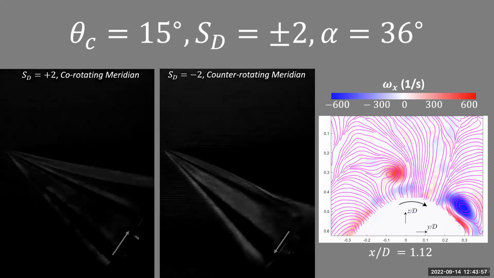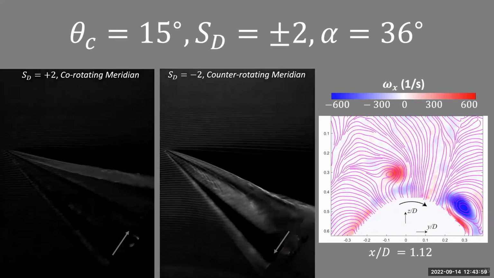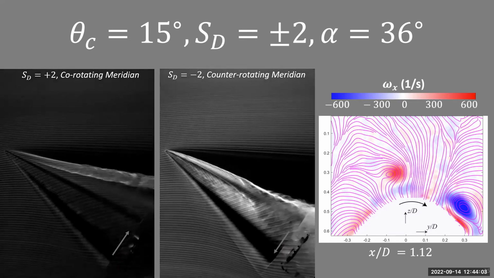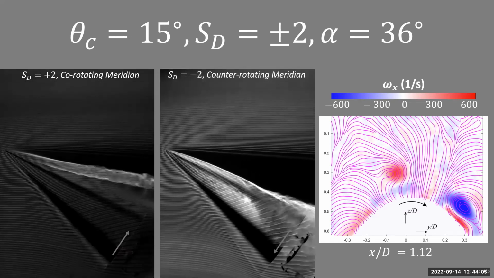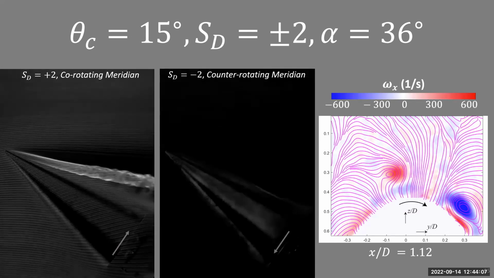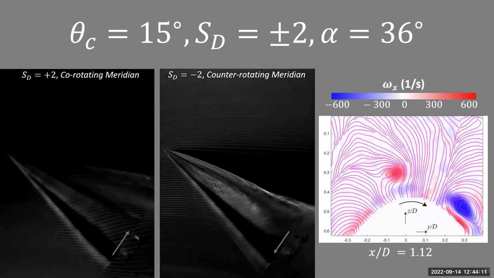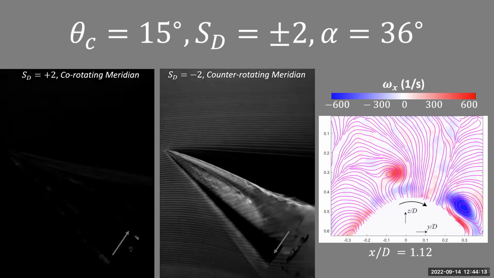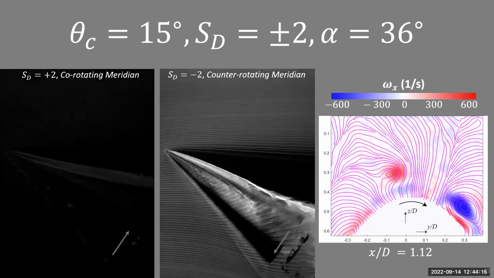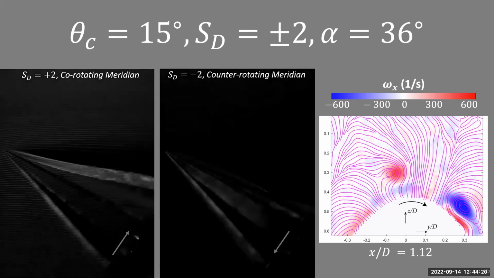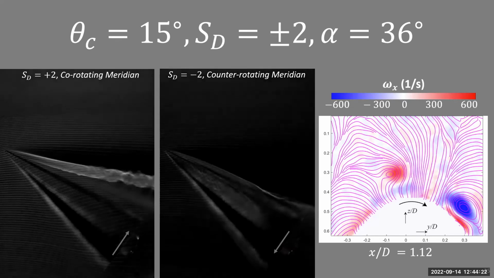So now if we bump up to a half angle of 15 degrees, we see a completely different set of behaviors in cyclonic and anticyclonic vortices. One, in the co-rotating meridian, we see clearly that there's a coherent structure that remains in the field of view. It detaches from the leeward surface, and it's marked by these small scale rolling wave patterns that we think are associated to centrifugal instabilities within the boundary layer.